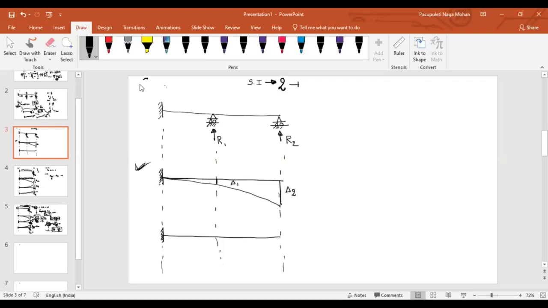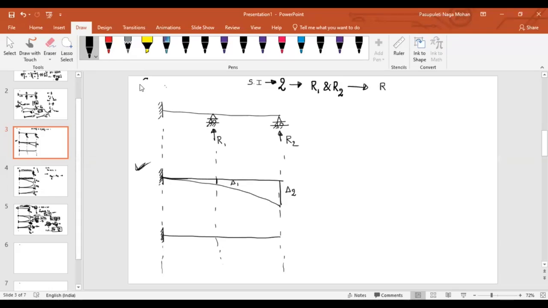What is the static indeterminacy in this case? 2, sir. So, first of all, we have to select them. Imagine that I am selecting the static indeterminacy as R1 and R2. After selecting the unknowns, according to our procedure, what do we have to do?